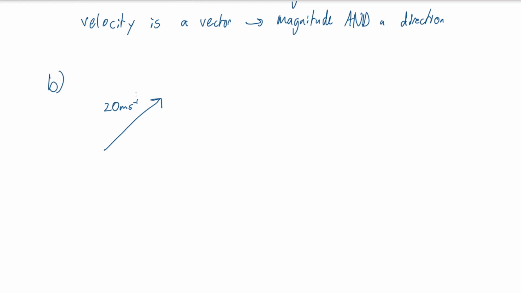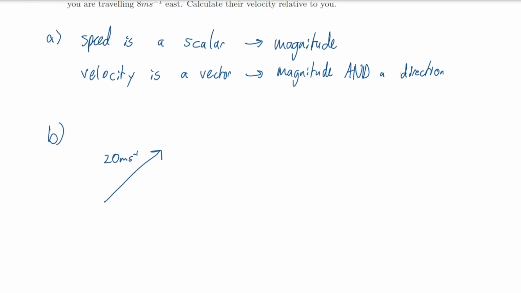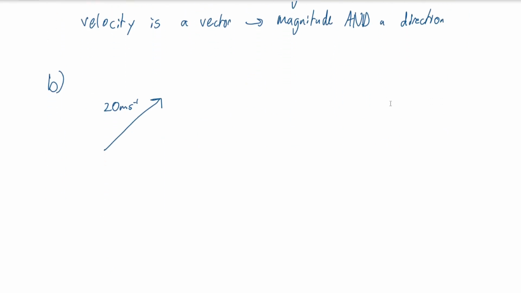And now what about the direction? So it says 45 degrees north of east. There's a lot of different ways to specify a direction. One of the most common is with an angle. However, we need to know where we are measuring that angle from. So in case you forget your cardinal directions, north, east, south, west, and it said 45 degrees north of east.